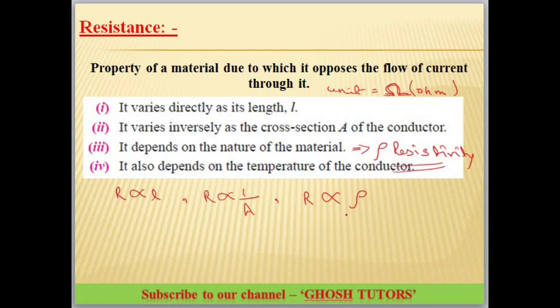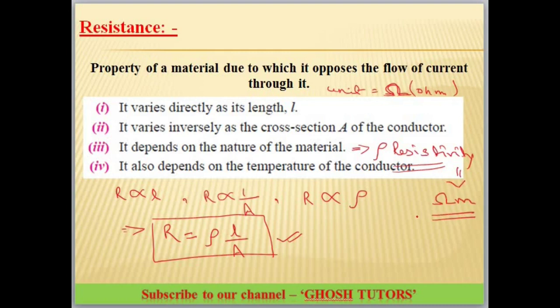For a conductor, resistivity will be lower. For an insulator, resistivity will be higher. If we combine all these things, it will come as R is equal to rho L by A. This is a very important rule, and you should always remember this. In exams, questions will be asked on this rule. R is equal to rho L by A. Rho is called resistivity. What is the unit of resistivity? Resistivity unit is ohm meter.